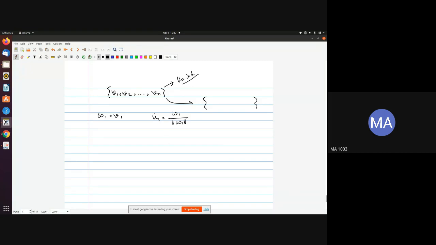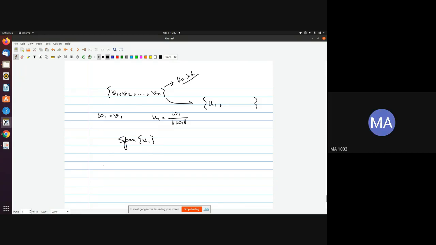So this is a unit vector. This is a unit vector. I am writing it here. Now I am considering the span of U1. I want to find some vector from V2 which will be orthogonal to it. Why are you taking, sir, V1 is equal to W1?